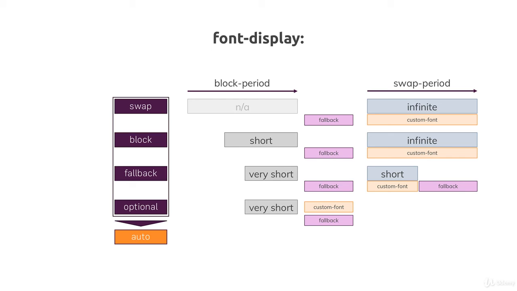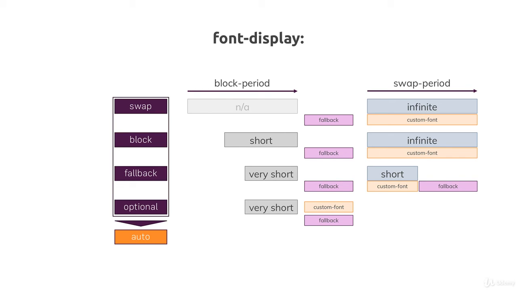Now the last value, auto, lets the browser make the entire decision. At the moment, most browsers choose block then. So if you don't set a font display, auto will be applied, and then it will use block, the one we saw right here, as a second option.